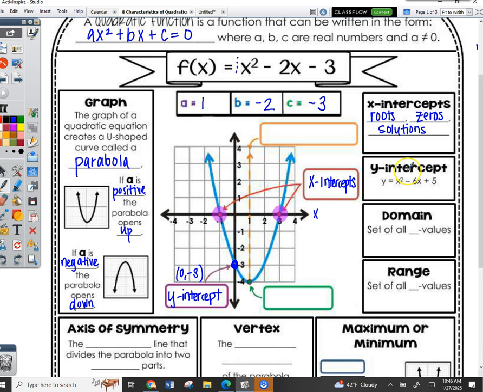The y-intercept can be easily found by simply plugging x equals 0 in, because it's going to land on the y-axis. Well, what's the x value on the y-axis for every point? 0. So for this y-intercept, all you have to do is plug x equals 0 in to get the y-intercept.